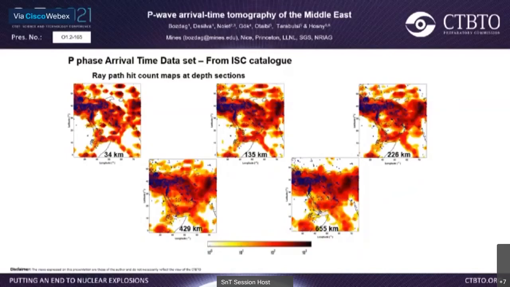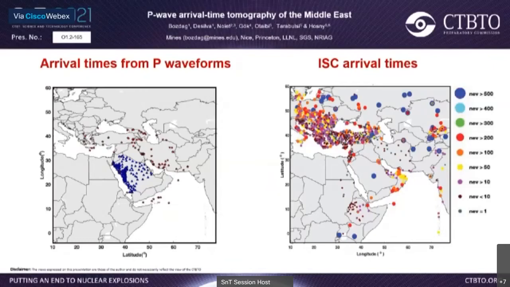The coverage gets better below about 150 kilometers, where the upper mantle is reasonably well sampled with the ISC data. We intend to cover the missing ray coverage on the northern Arabian Peninsula and upper portions of the Iranian plateau by using a more recent and well-located ISC data set and by adding P arrival times measured from waveforms collected within Saudi Arabia. On the right-hand side, you see our carefully selected arrival time data from the ISC catalog.